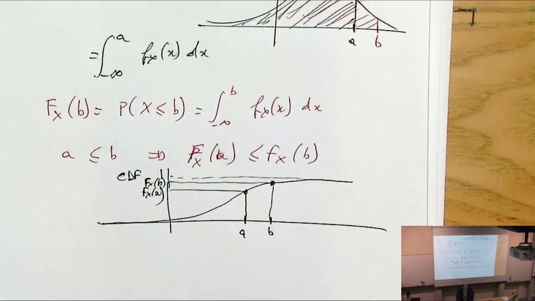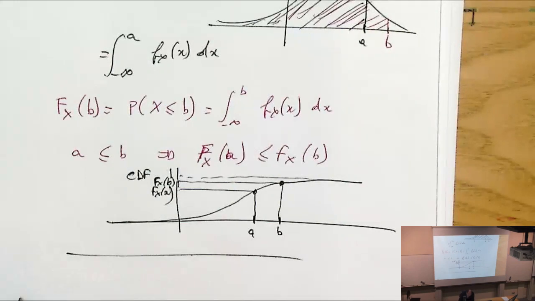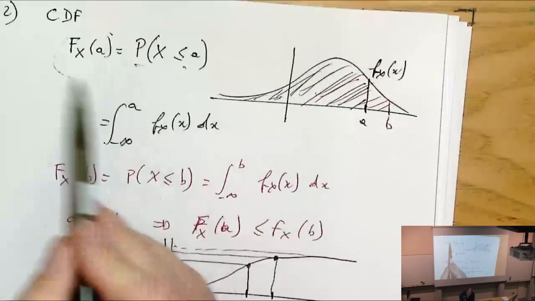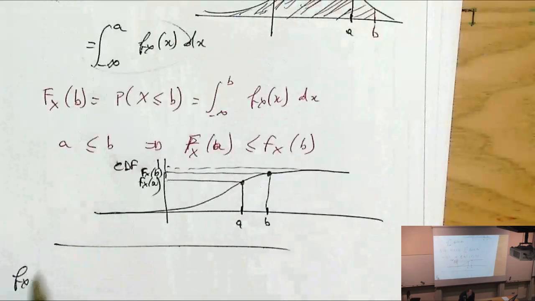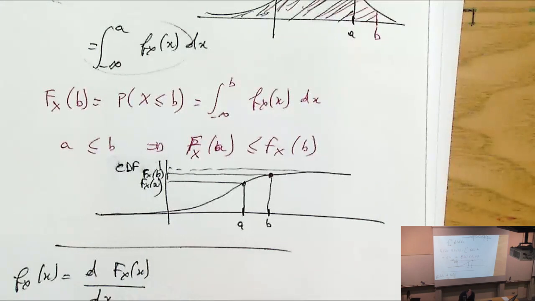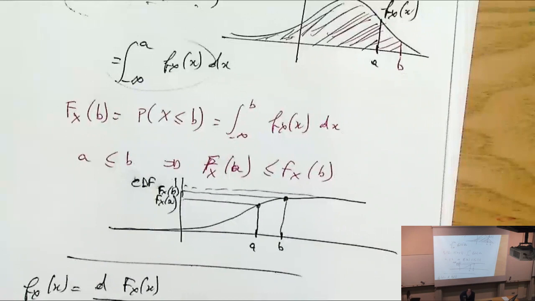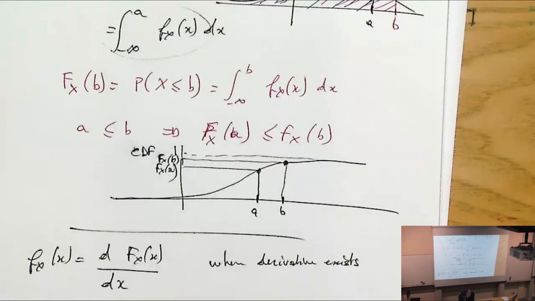Good, so how do we link CDF and PDF? Well, you can see that the CDF is essentially the integral of the PDF. So the PDF will be the derivative of the CDF with respect to x. And this holds whenever this derivative exists. In all the problems that we're going to look at, typically this derivative exists. So we can use that definition.